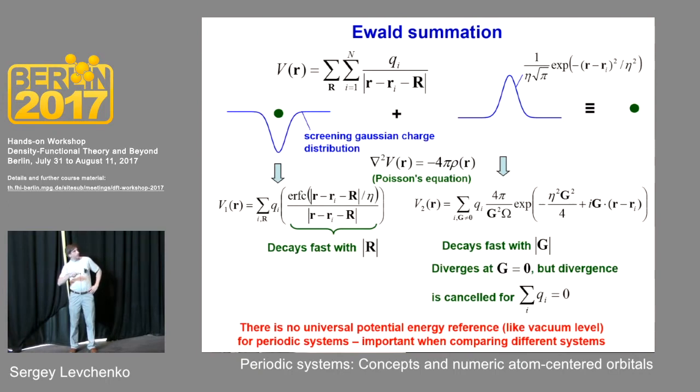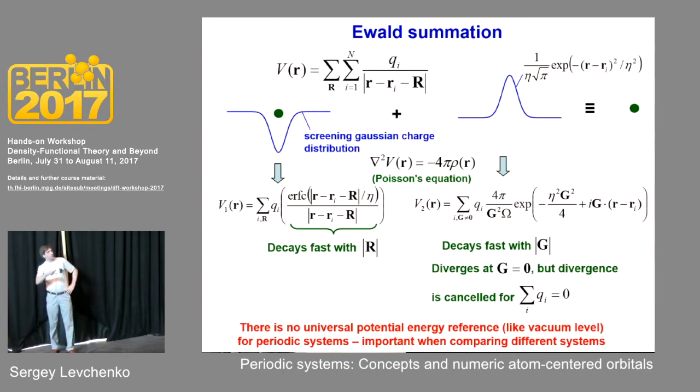One problem that appears after doing this is that in a solid we do not have a universal potential energy reference. We do not have, for example, a vacuum level like for a cluster, a molecule, or even a surface. In a three-dimensional solid, we don't have that. And therefore, it's important to remember when you compare energies of systems with different charges per unit cell.